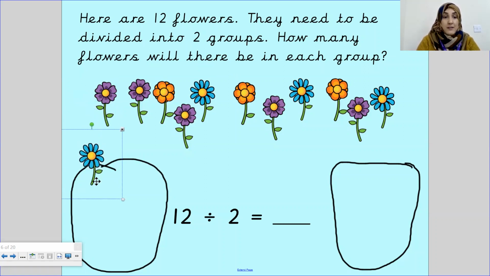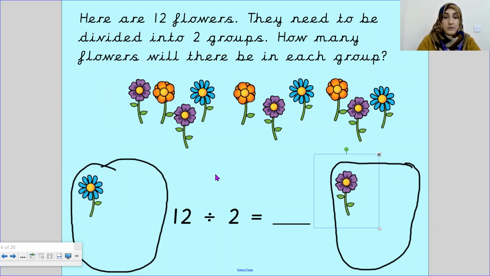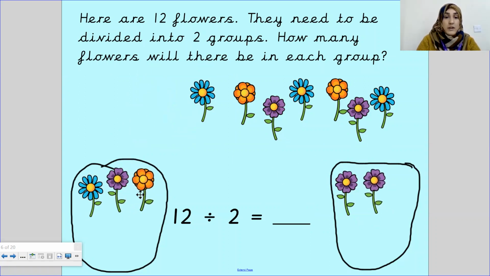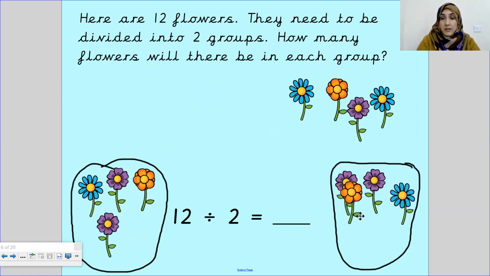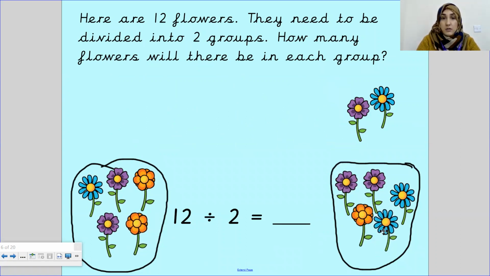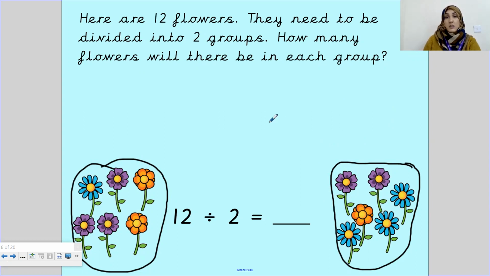So now I've made the move and we are going to equally share one at a time because that's the number one rule of sharing. One goes in here, one for you. And one in this group. One for you. One in this group. One in this group, one for you. And one in this group. One in this group. One in this group. One in this group. One in this group, and one in this group, and one in this group. Okie dokie. Now I have equally shared one at a time, 12 flowers into two groups. Let's complete the division number sentence.